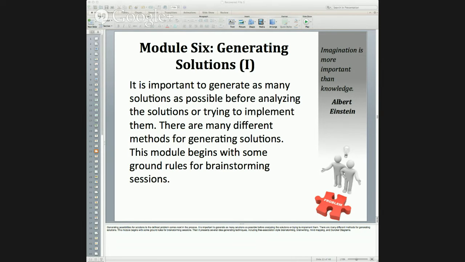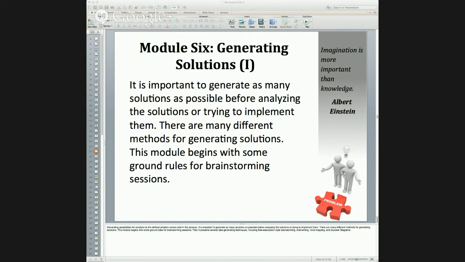Module number 6, we have completed 5 modules. Now we are moving into module number 6, and that is generating solutions. Generating possibilities for solutions to the defined problem comes next in the process. It is important to generate as many solutions as possible before analyzing these solutions or trying to implement them.